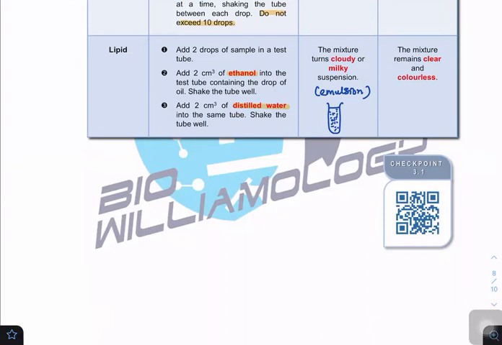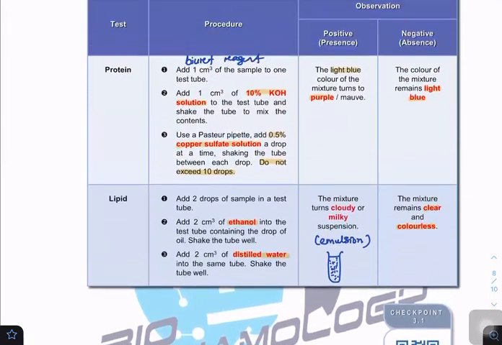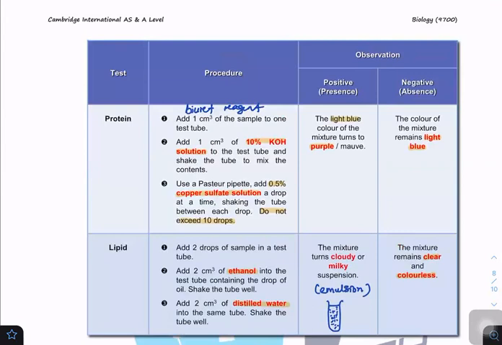But if, let's say, there are no lipids, the mixture remains clear and colorless, and you will be able to read the words through the test tube. Okay, so with this, I have done the general procedure and also the observations, positive and negative.